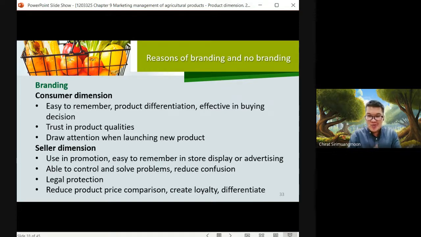And also sometimes if you have good branding, when the consumers see your brand, they will choose your brand directly, without thinking, because it can help to reduce the price comparison. If the price is changed, but you are loyal to this brand, you will select this brand.